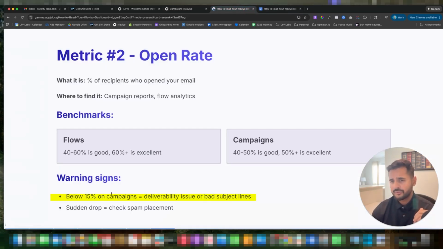Just some warning signs to look out for. If you're below 15% on campaigns, you definitely have a deliverability issue, or likely also bad subject lines. In that case, you're probably targeting the wrong people. Your segments are off in terms of who you're sending the emails to. And likely a lot of your emails are landing in spam, which leads back to deliverability. If you also see a drop in your open rates, check your spam placement, because it's likely that a lot of people are marking your emails as spam, and it's hurting your deliverability.